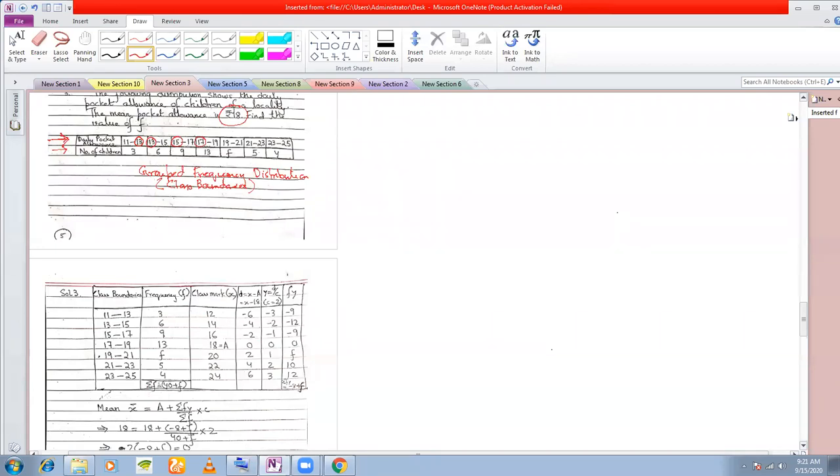And remember, because it is a group frequency distribution, we shall make a third column for mid values or class mark. So these are my mid values. How are we getting this 12? 11 plus 13 by 2. How are we getting this 14? 14 is 13 plus 15 by 2. So lower class boundary plus upper class boundary divided by 2. Okay, and so on for all the others.